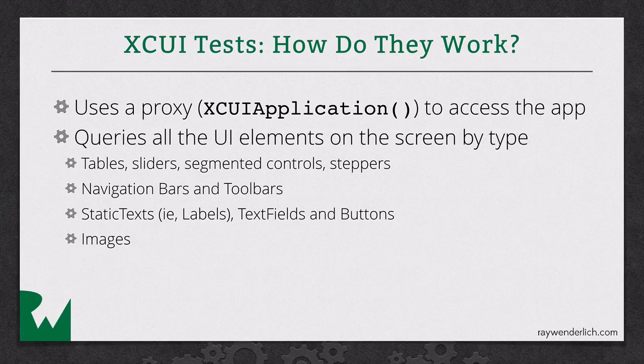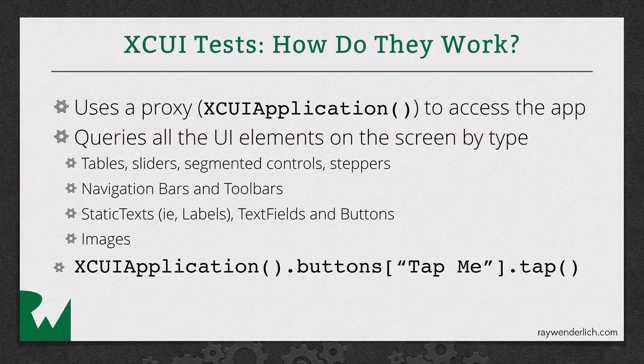And so the code winds up looking something like this: XCUIApplication().buttons["tap me"].tap(). What this command is essentially saying is use the application proxy to find all of the buttons on the screen, then take the one from that list with the title or accessibility identifier "tap me" and tap it. This really is the simplest way to interact with your application, and it's a lot easier than trying to figure out how to make TIFF work.